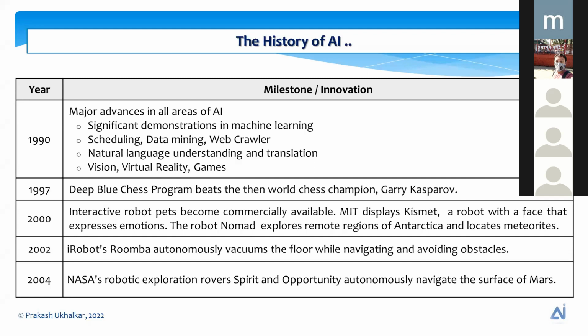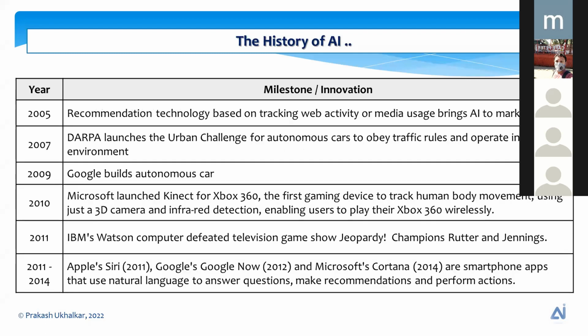2004, NASA's robotic exploration rovers Spirit and Opportunity autonomously navigated the surface of Mars. You might have heard this, right? And it is still one of the greatest discoveries and innovations in history. We knew it, right?